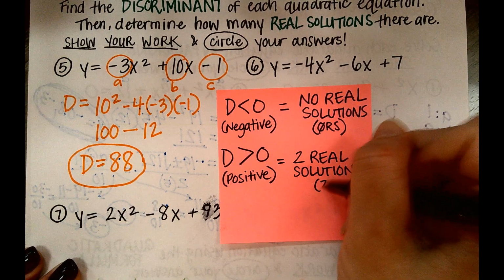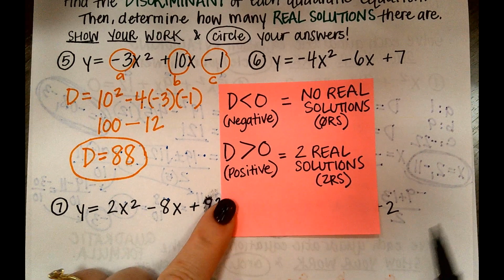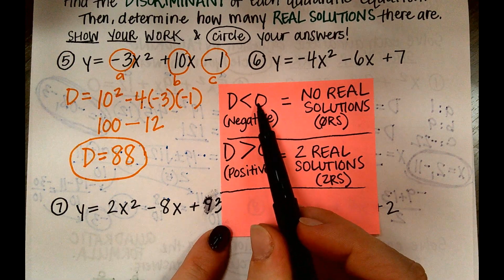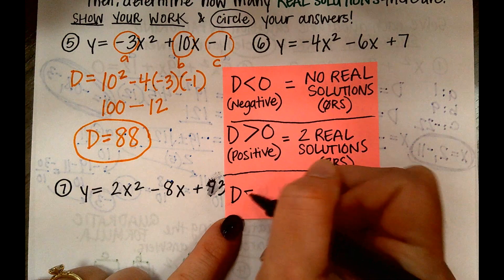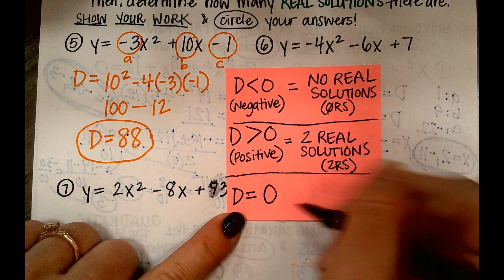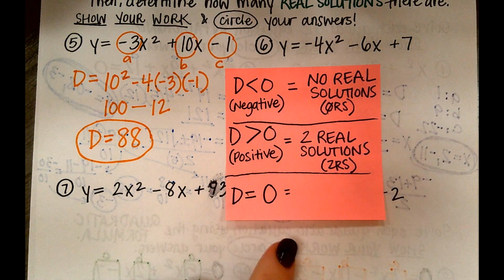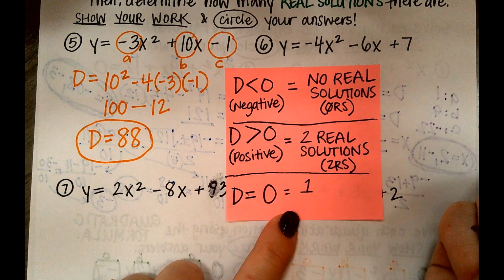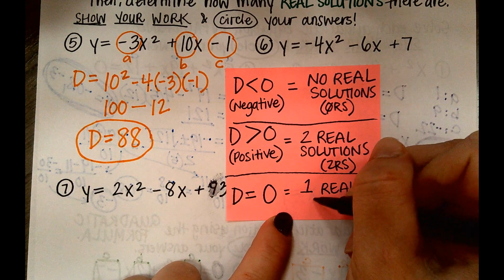Or you could say 2RS. And then the last option, you could either get a number less than 0, a number bigger than 0, or you could get 0. So let's say we solved our discriminant and we get D equals 0. What that means is that there is exactly 1 real solution. So if you used the quadratic formula, you would only get 1 answer for x. 1 real solution.